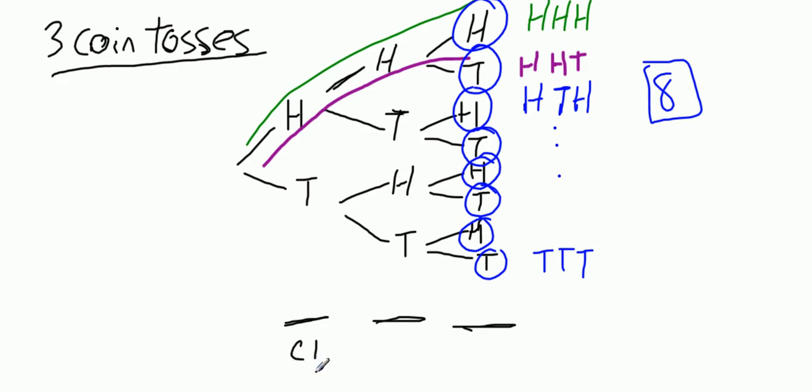We had the first coin, we had the second coin, and we had this third coin. We had two choices for the first, two choices for the second, two choices for the third, and as we said before, they had this multiplied effect.